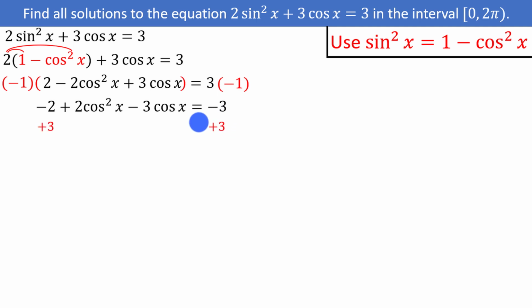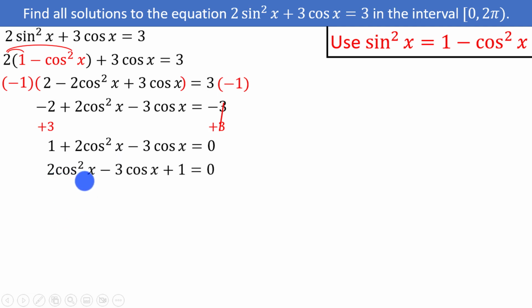If I add 3 to both sides of the equation, I will get negative 2 plus 3 is equal to 1, and then everything else will be the same. 2 cosine squared of x minus 3 cosine of x is equal to 0. I can reorganize these terms so that they are in standard form. 2 cosine squared of x minus 3 cosine of x plus 1 is equal to 0.